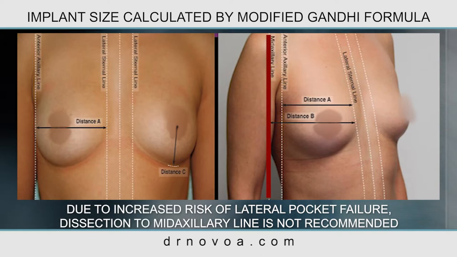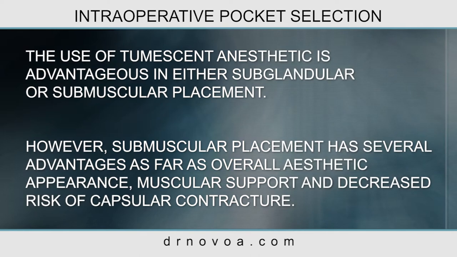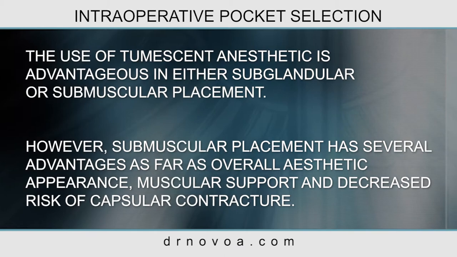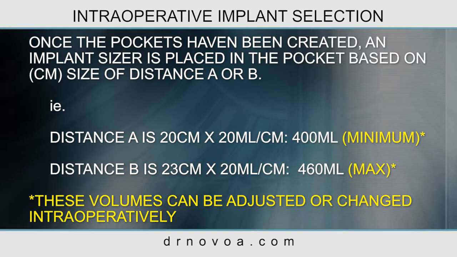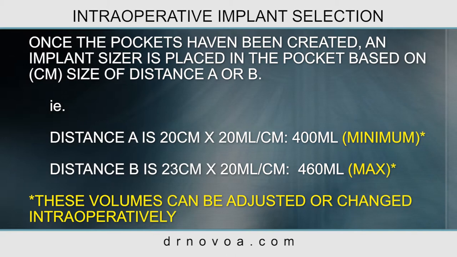Submuscular placement of an implant has several advantages over subglandular as far as the overall aesthetic appearance, the muscular support, and decreased risk of capsular contracture. Once the pockets have been created, an implant sizer can be placed in the pocket based on the centimeter size of distance A or B and multiplying that by 20 milliliters per centimeter.